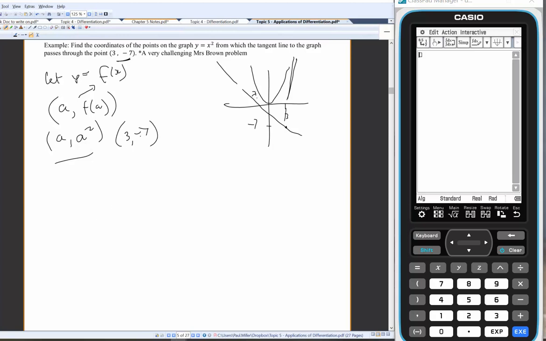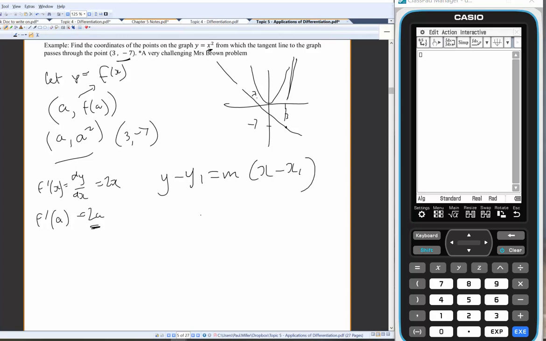Well, I don't know what the gradient's going to be, but I know calculus, and I know that calculus gives me gradients. So dy/dx, or f dash x, equals 2x. And why don't I get the gradient at point A while we're at it? So f dash A is going to be 2a. Right, so now I've got essentially everything I need. So I'm going to use y take y1 equals m times x take x1.